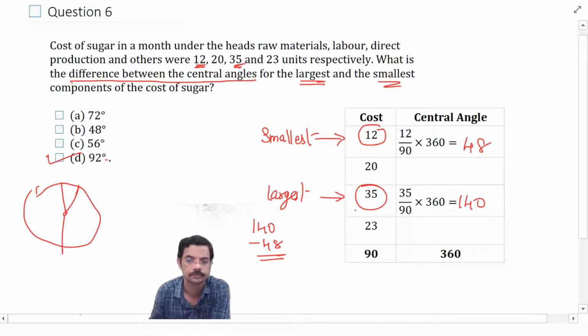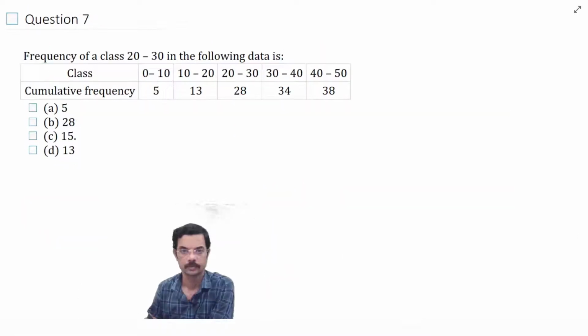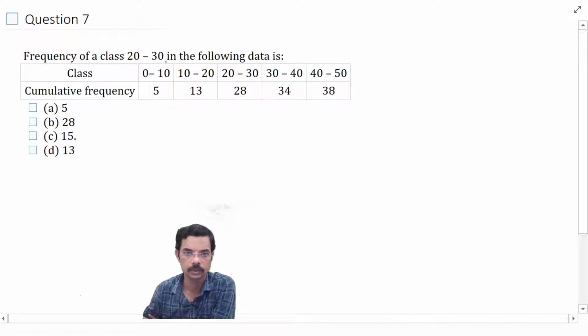So we'll move on to the next question. Let us look at question number 7. The frequency of a class 20 to 30 in the following data is given as below. We need to find out the frequency of the class 20 to 30. The cumulative frequency is given to you. So how can we find out the frequency from the cumulative frequency?